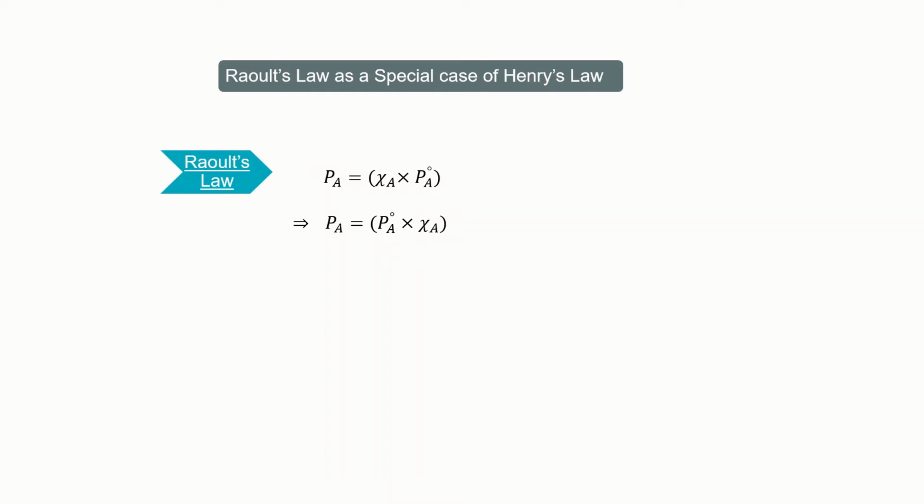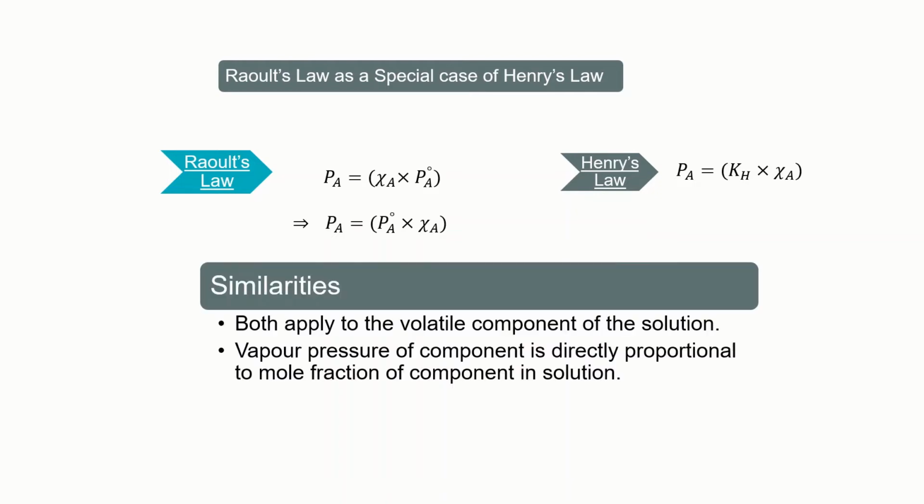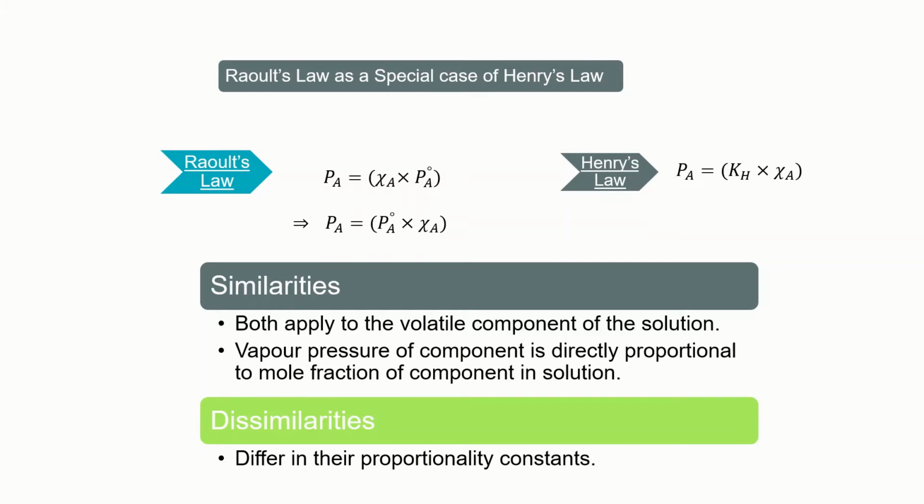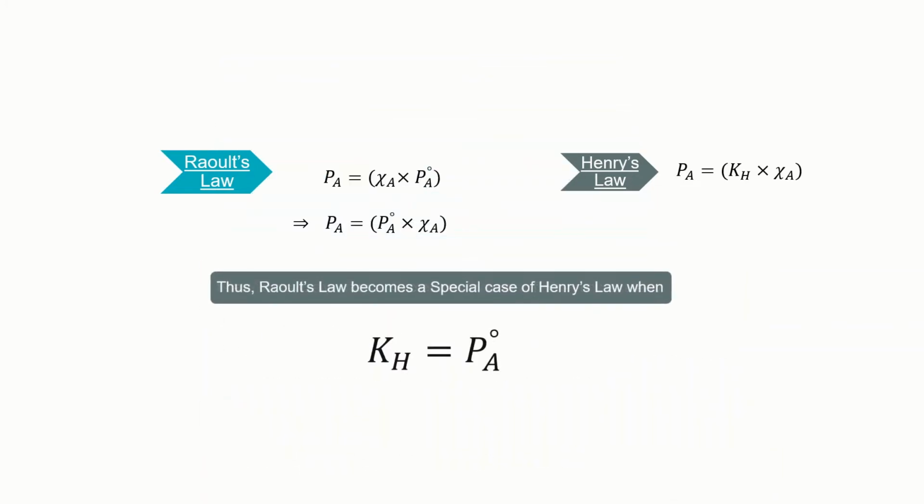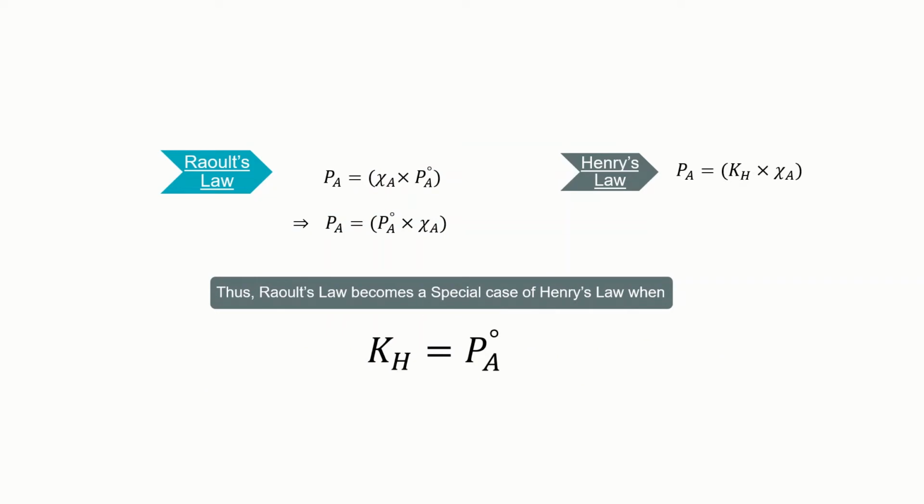Now, if the gas is the solute and the liquid is the solvent, then according to Henry's law, PA is equal to KH into chi A. That is, the partial pressure of the volatile component, that is the gas, is directly proportional to the mole fraction of that component in the solution. Thus, Raoult's law and Henry's law become identical, except that their proportionality constants are different, being equal to P naught A for Raoult's law and KH for Henry's law. Thus, Raoult's law can be a special case of Henry's law when P naught A is equal to KH.